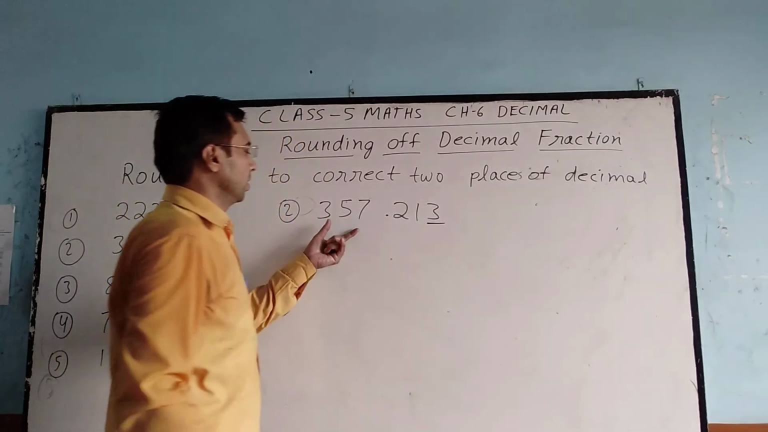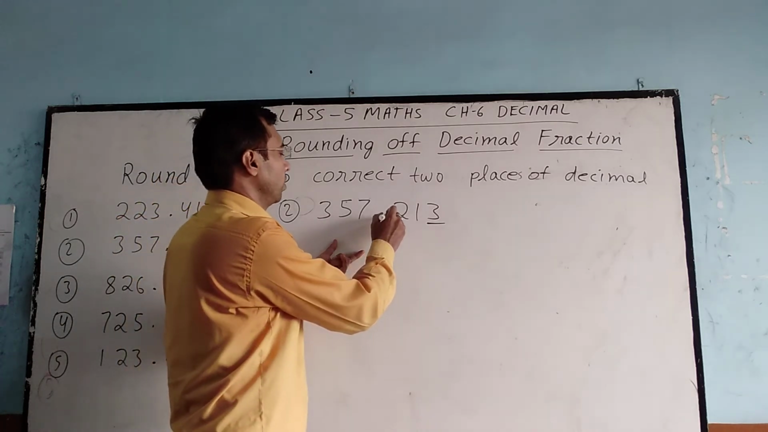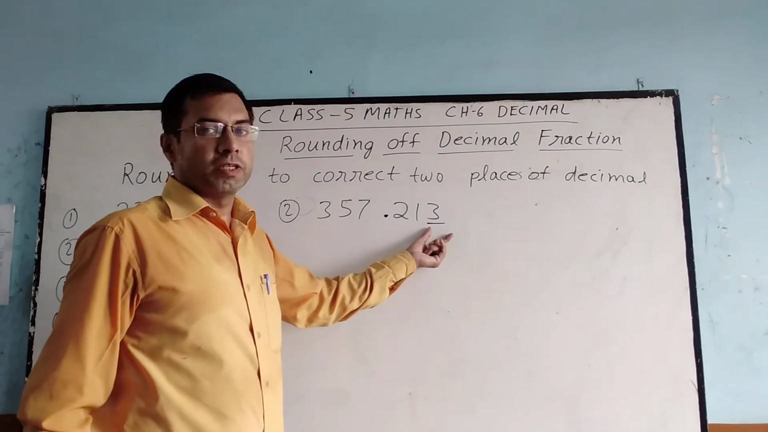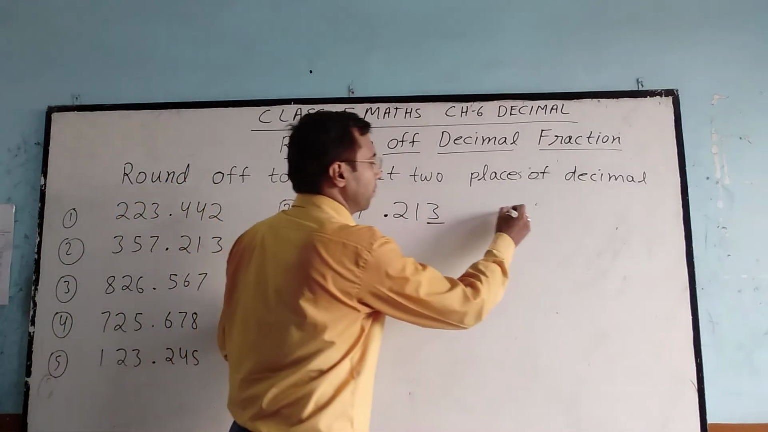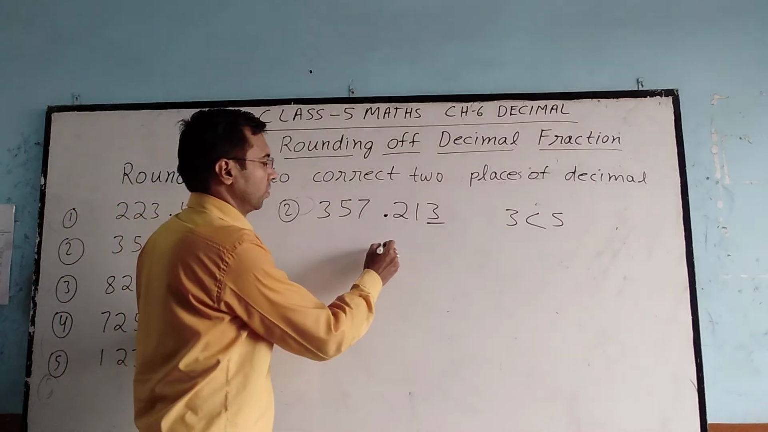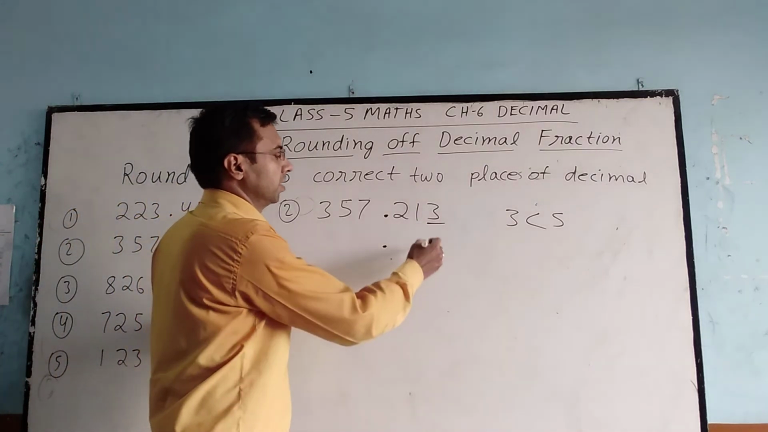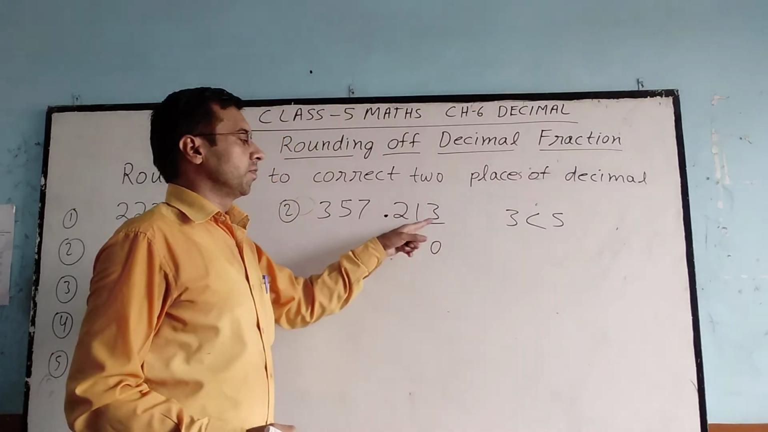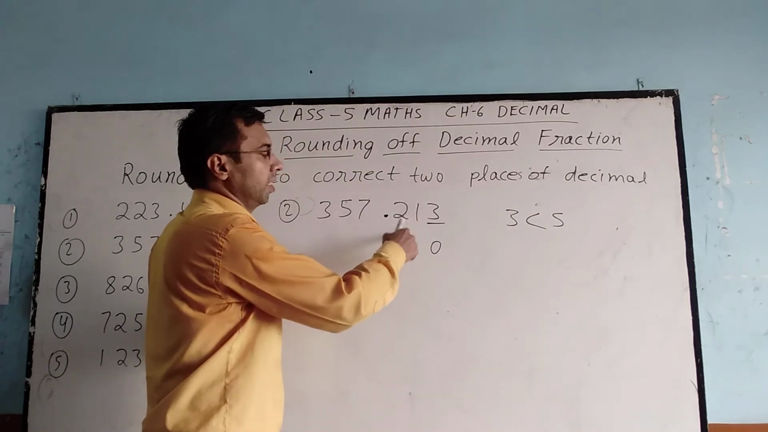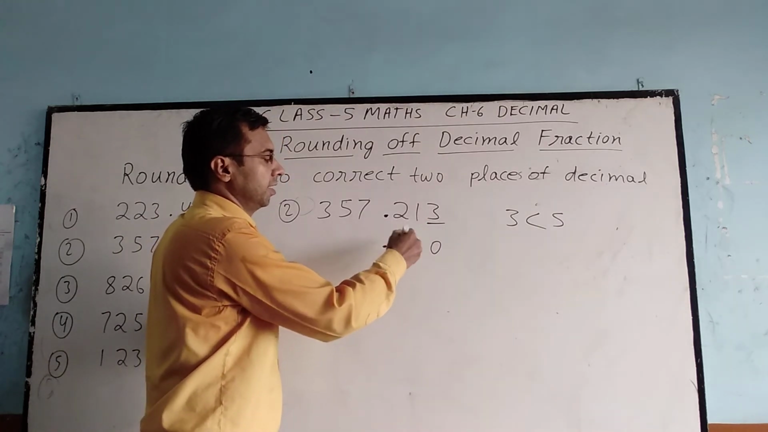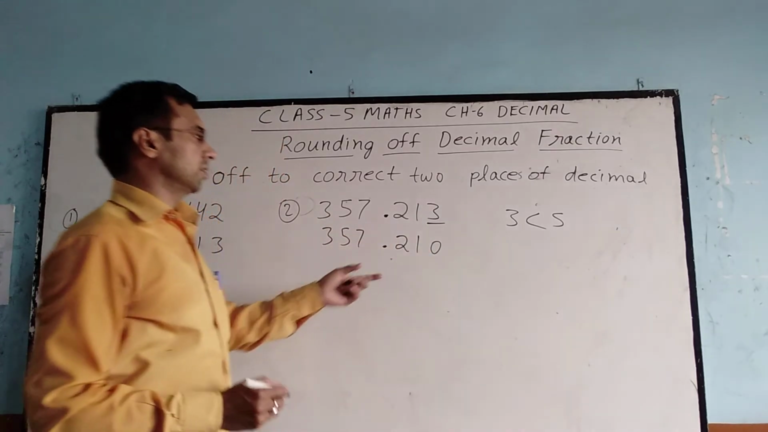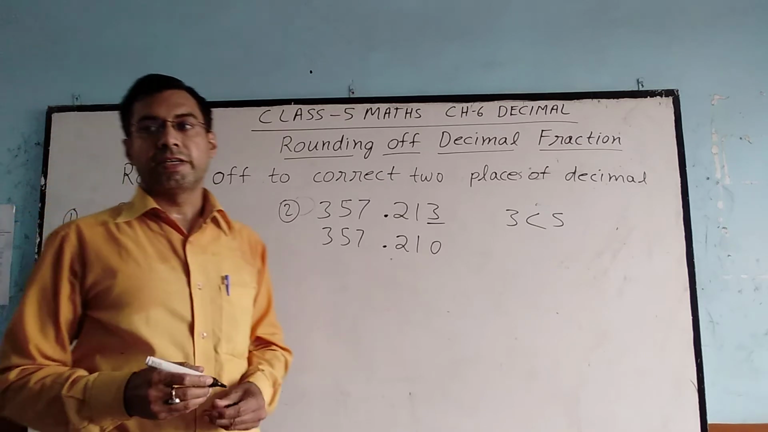Student, next question, 357.213. Student, see here, this 3 is at the thousandth place, 3 is less than 5. So what do we do? We change this thousandth place digit 3 to 0, and there is no change in the hundredth place digit. We write as it is. This is round off correct to two places of decimal.